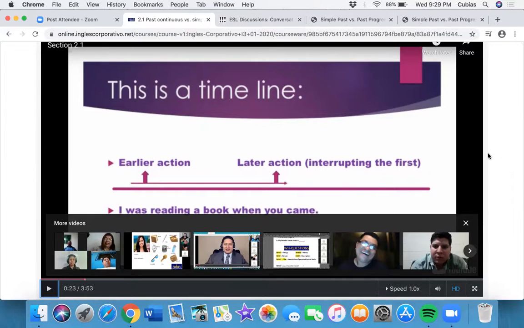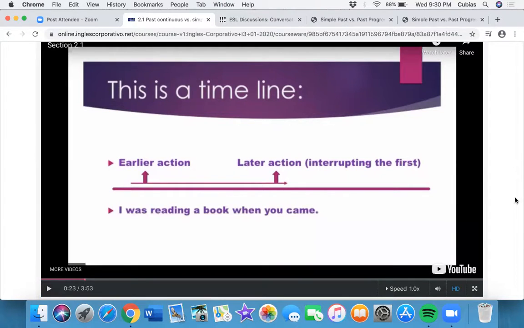I can explain. The idea here in the timeline is we have two actions. The two actions are in the past. This is the past simple and the past continuous. The difference is when we have two actions and one action happened before the other action. For example, here it says earlier action, and here we have later action, but both in the past. The earlier action always is the past continuous. This is the first action in the past. The second action, the action that interrupts or stops the first action, is the simple past. The first one is the past continuous.